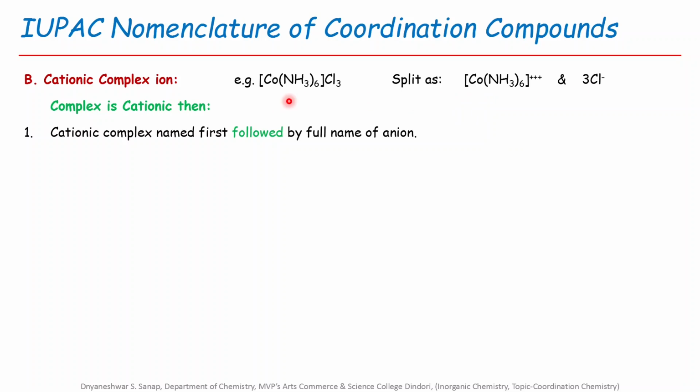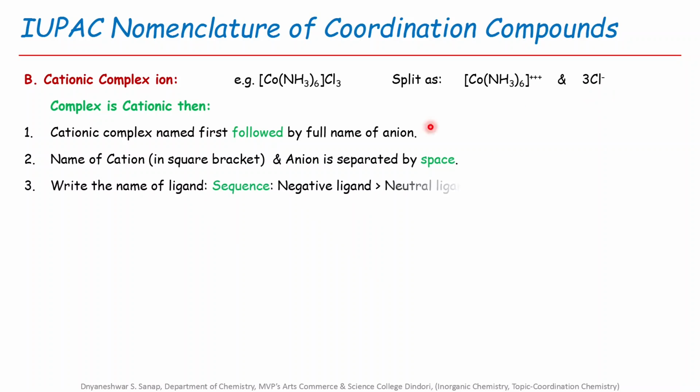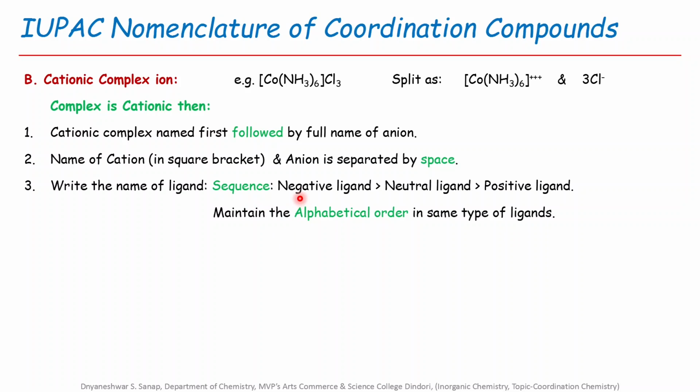While writing the name of such a complex, we keep one space between the name of the cationic complex and the anion. The third important rule is to write the names of ligands in this sequence: negative ligand first, then neutral ligand, then positive ligand. When two or more ligands of each type are present in the cationic complex, we write each type of ligand in alphabetical order, one by one, without disturbing the sequence of the types of ligands.